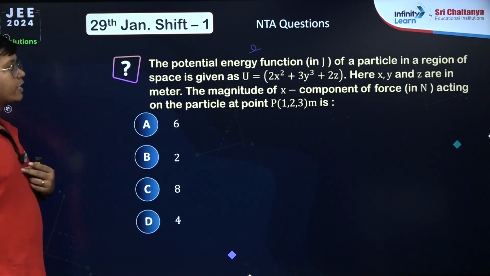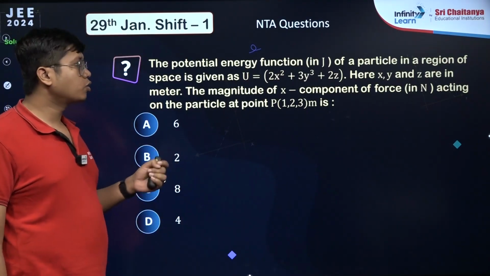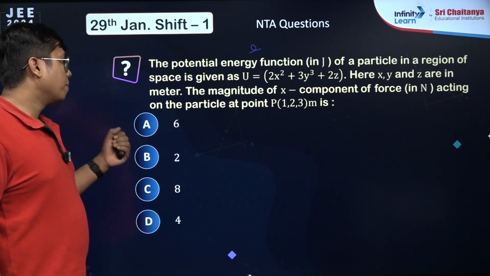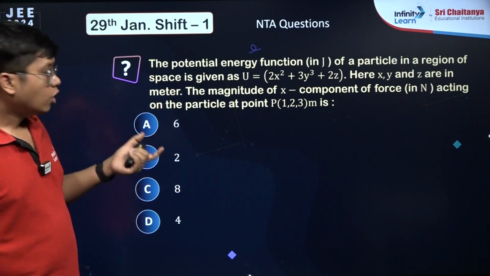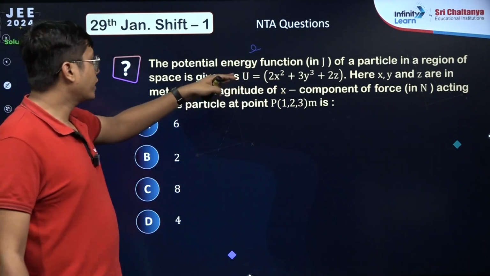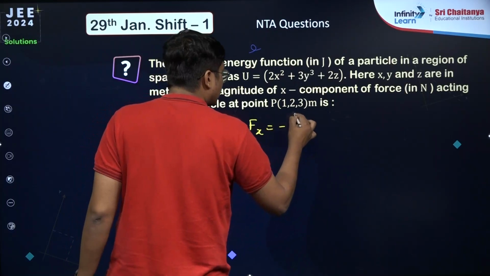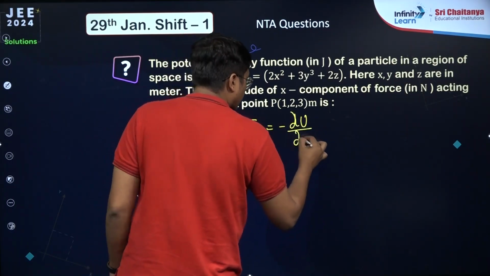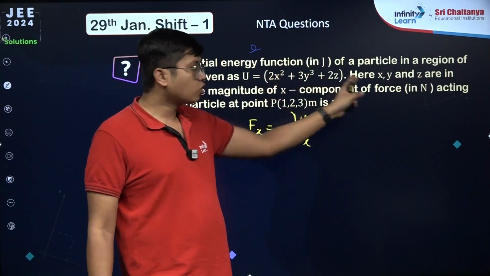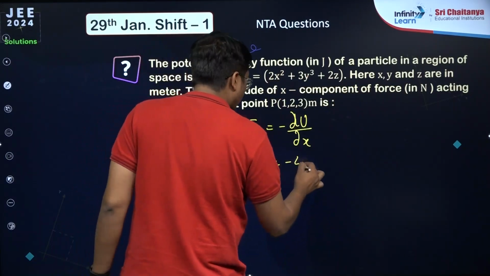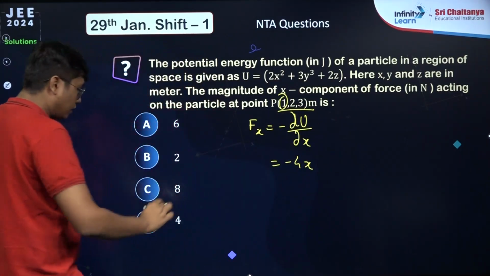Next question says that the potential energy function of a particle in a region of space is given as U is 2x square plus 3y cube plus 2z. Here x, y and z are in meters. Magnitude of x component of force acting on the particle at P equal to 1, 2, 3 is how much? So we just want the x component of the force. How do you get to the x component of force from the potential function? Simply the x component of force is minus del U del x. So if you differentiate this quantity with respect to x, you will just have the 4x over here. These all will go to 0. So that is equal to minus 4x. You want it at this coordinate where the x value is 1. Put x is equal to 1 and your answer comes out to be 4.